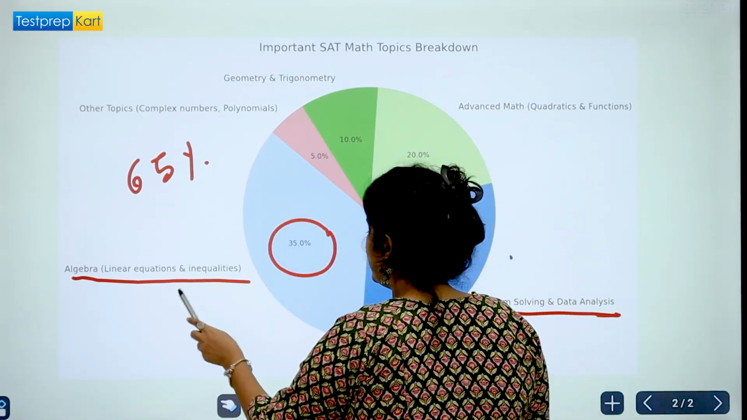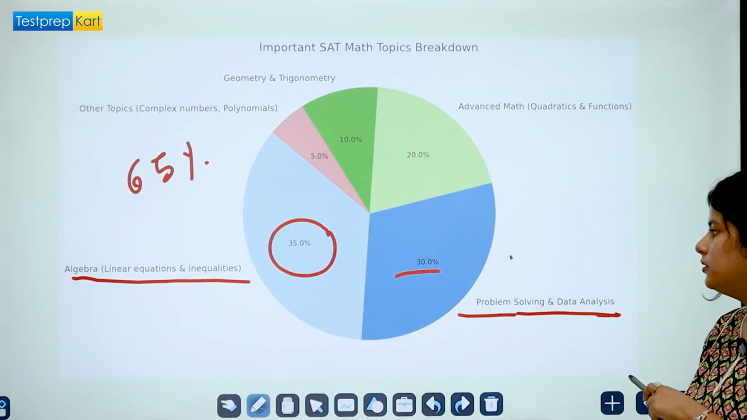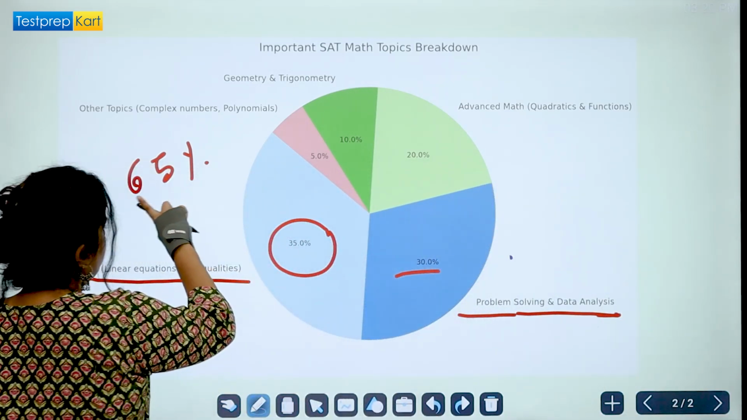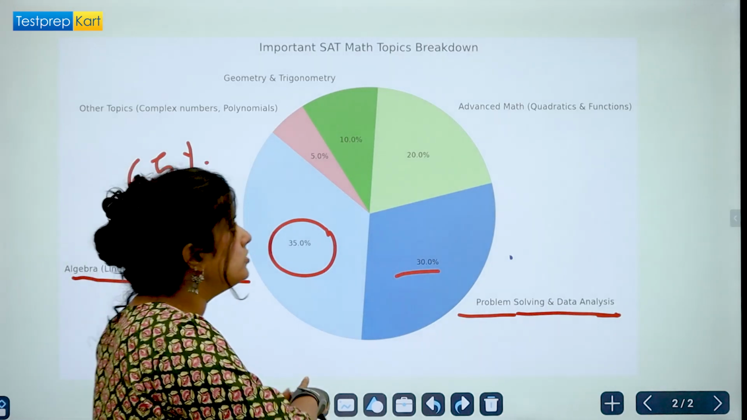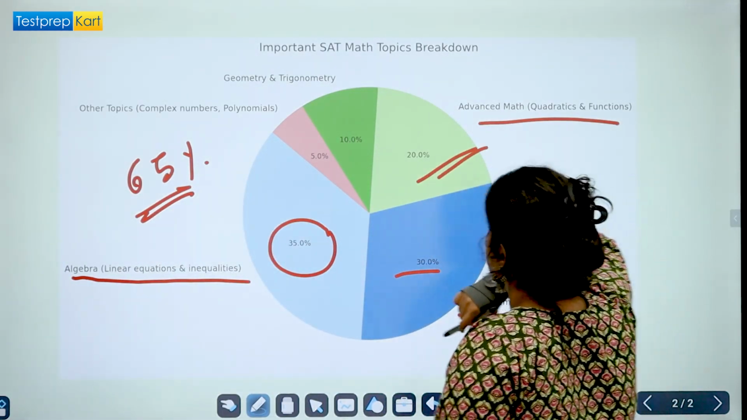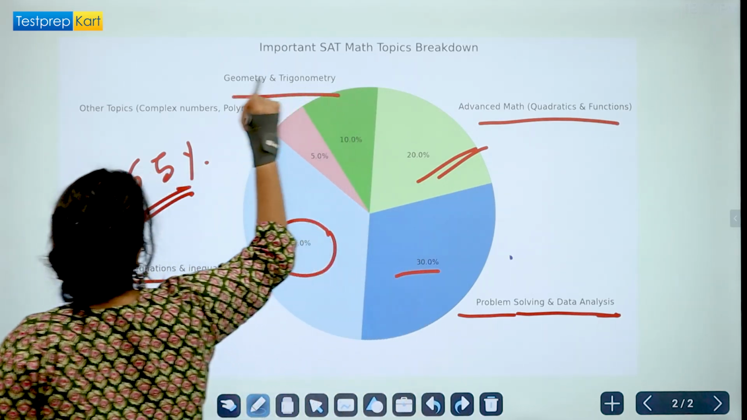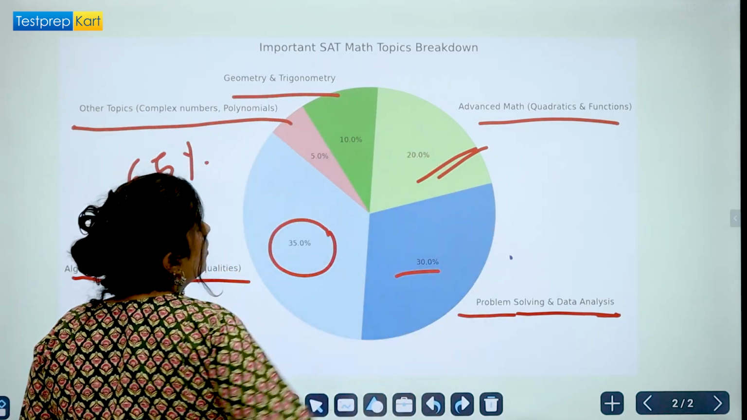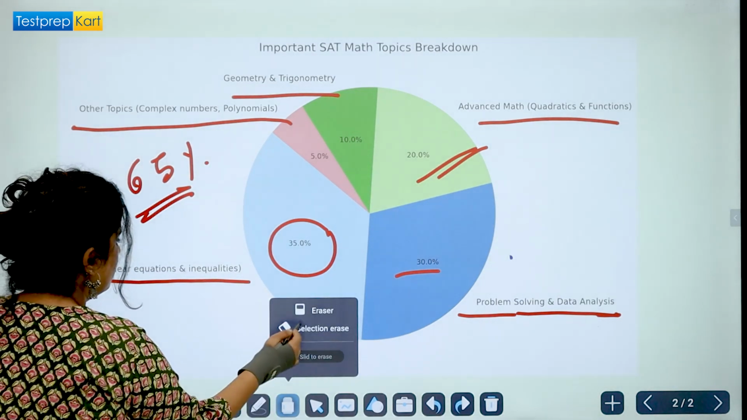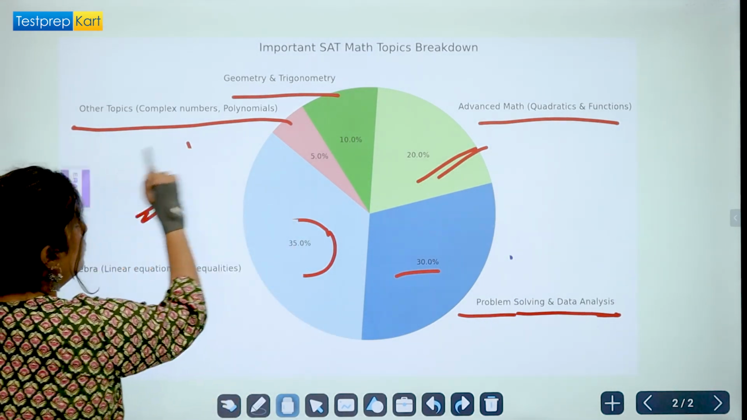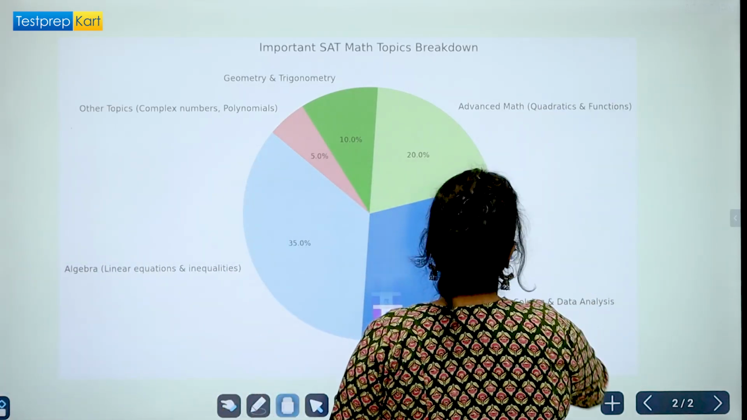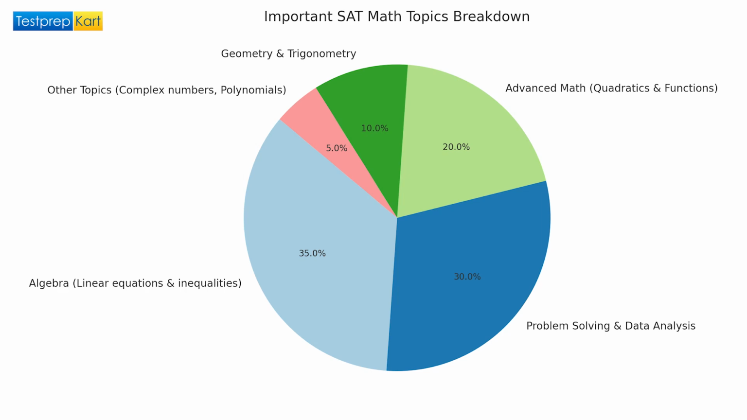So you have to focus on algebra and problem solving and data analysis first. It will cover 65% of the syllabus. So you have to focus on that first. And then you can focus on advanced math, which is 20%, and then geometry and trigonometry and other topics. So you can take a screenshot. I will move aside. You can take a screenshot and keep it to yourself and it will help you.